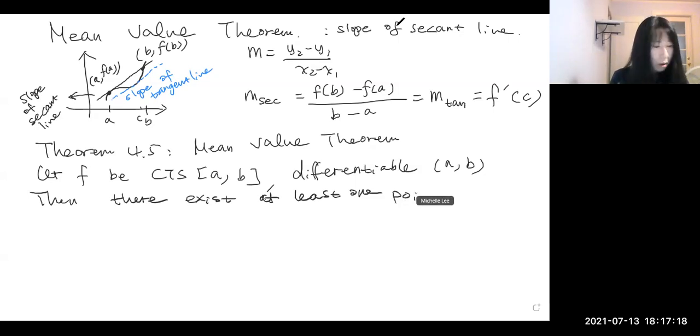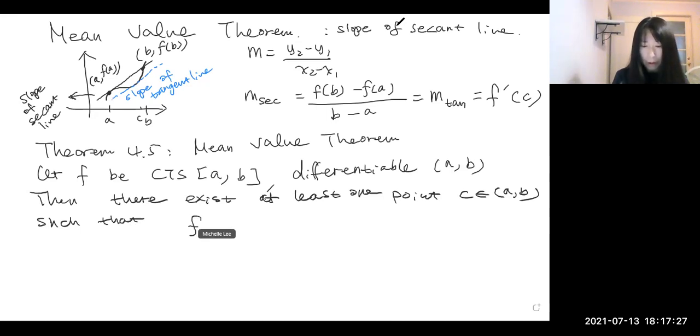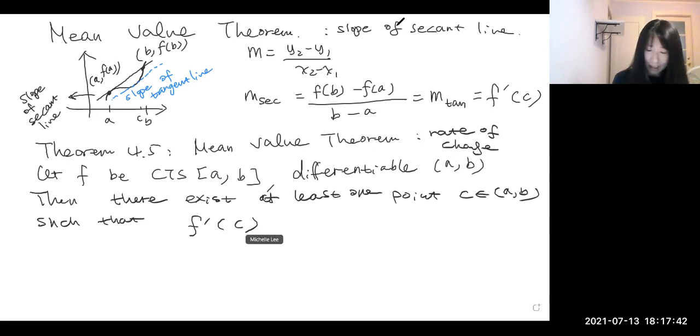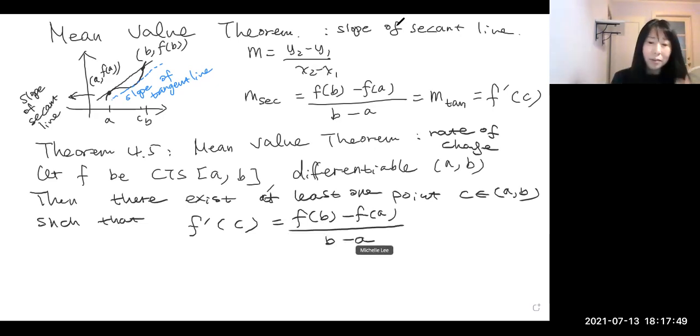Point c in between a, b, such that the slope, because the mean value theorem is about the rate of change, right? So rate of change means the slope of the secant line. The slope of the secant line will equal the slope of the tangent line, right? Okay. All right. Let us do one problem.